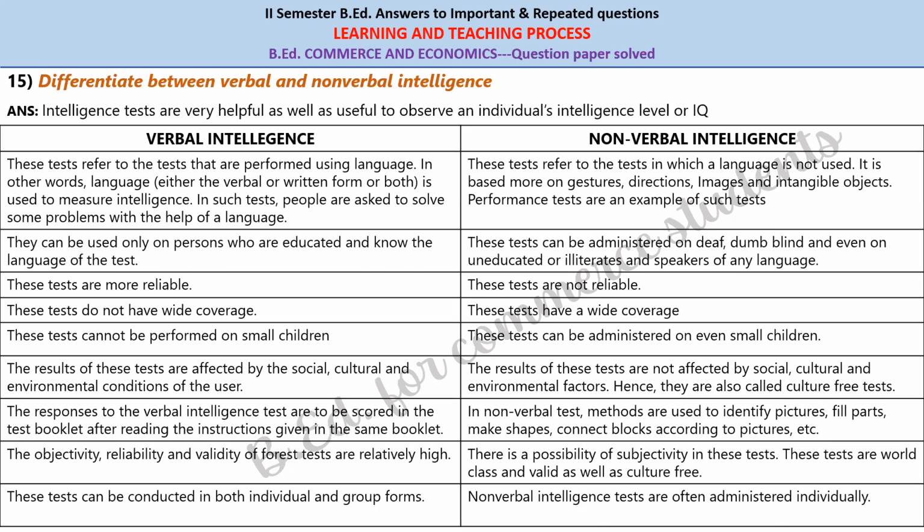The objectivity, reliability, and validity of verbal tests are relatively high. There is a possibility of subjectivity in the non-verbal tests. These tests are world class and valid as well as culture free. And go through the full differentiating points for your reference.